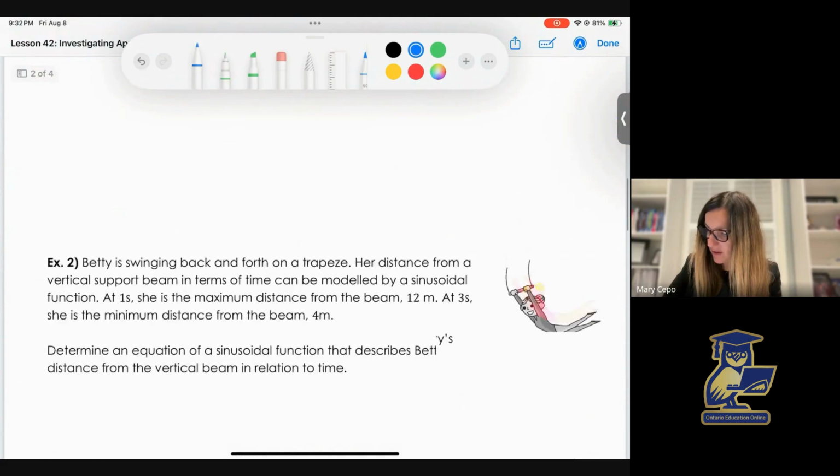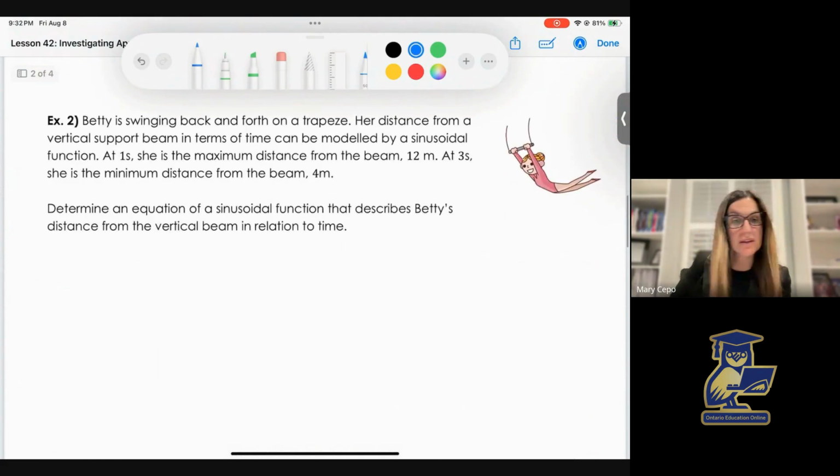Okay, whew. Betty is swinging back and forth on a trapeze. Her distance from a vertical support beam in terms of time can be modeled by a sinusoidal function. At 1 second, she is at the maximum distance from the beam, 12 meters. At 3 seconds, she is at the minimum distance from the beam, which is 4 meters. Determine an equation of a sinusoidal function that describes Betty's distance from the vertical beam in relation to time.